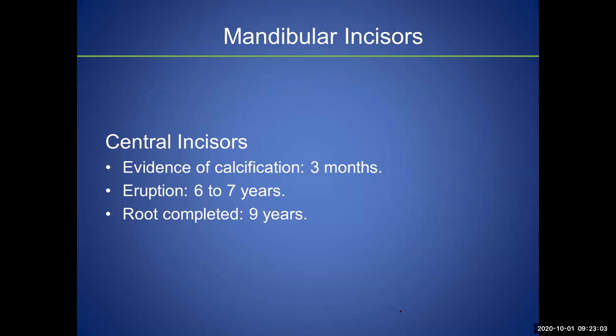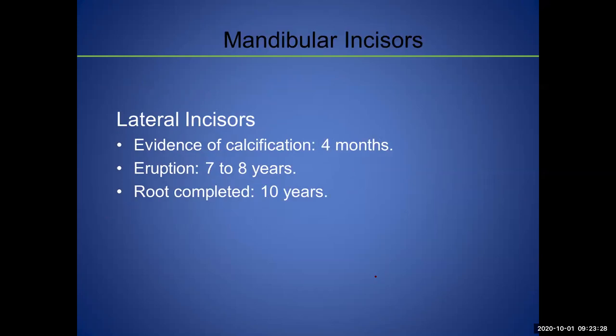The mandibular incisors, the central incisors, evidence of calcification is 3 months. That's about the same time as the maxillary incisors, right? Eruption is 6 to 7 years and root completion is 9 years. So again, the root is completed about 2 to 3 years after the tooth first erupts. The lateral incisors, evidence of calcification is 4 months. Does anybody remember when the calcification begins for the maxillary laterals? 1 year. So the lesson is the mandibular teeth usually erupt before the maxillary. So eruption is 7 to 8 years and root completion is 10.